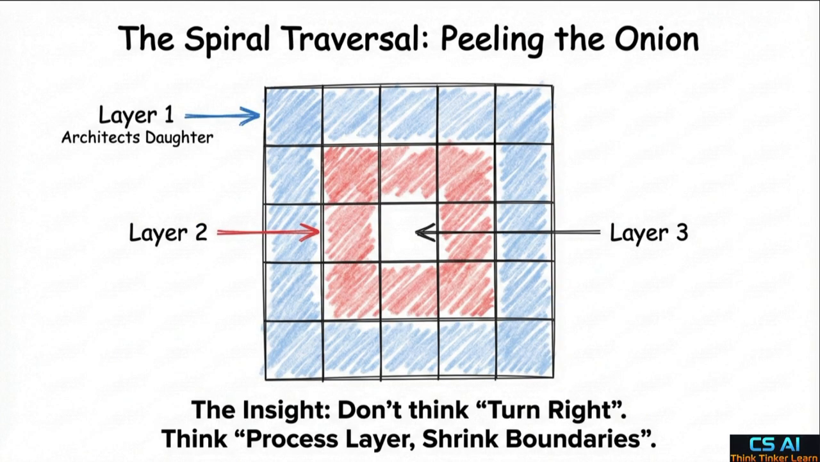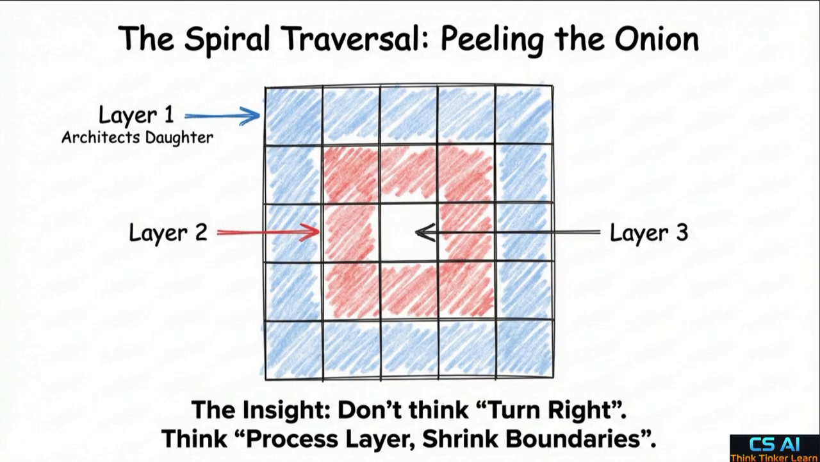Now let's tackle a legendary interview question, spiral traversal. Most beginners get stuck here because they try to think about when to turn right. This is too complex. The senior way to solve this is to think of it as peeling an onion. Instead of worrying about turns, we process the matrix in layers. Layer 1 is the outer boundary of the entire grid, which is shown here in blue. Layer 2 is the boundary of the smaller grid left inside, in red.